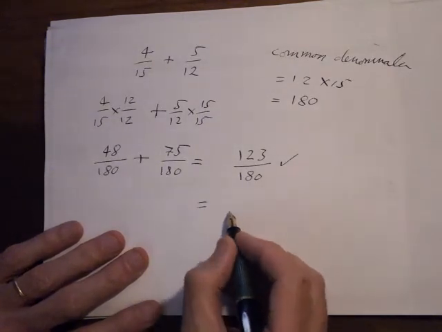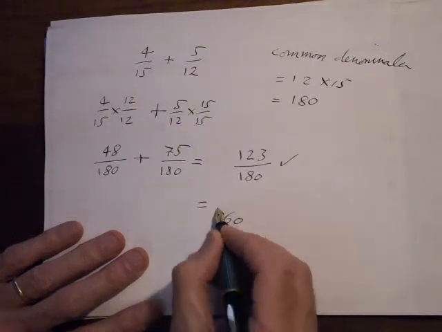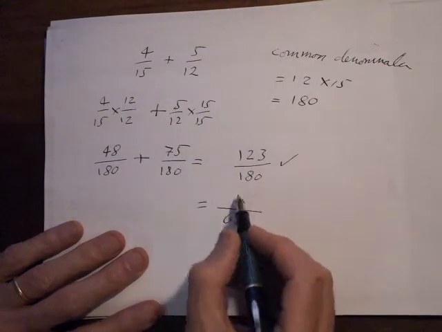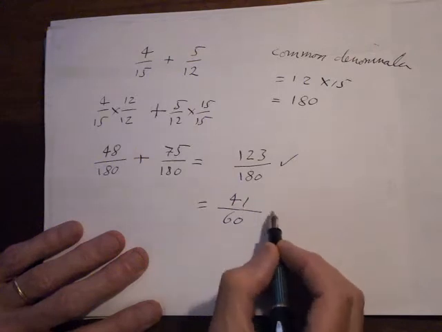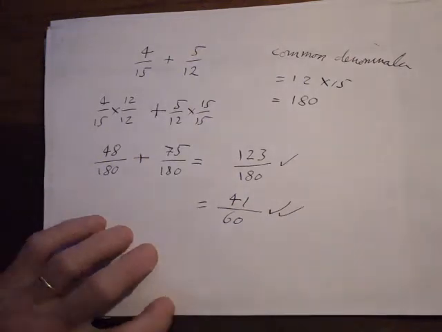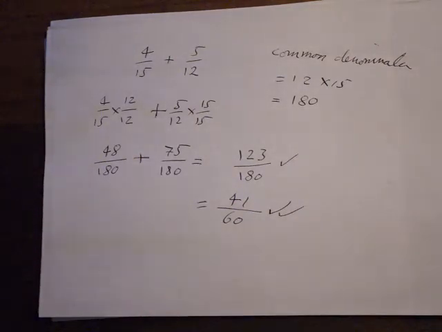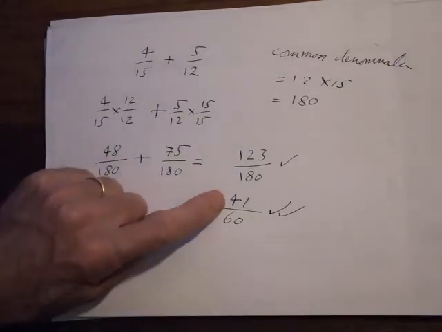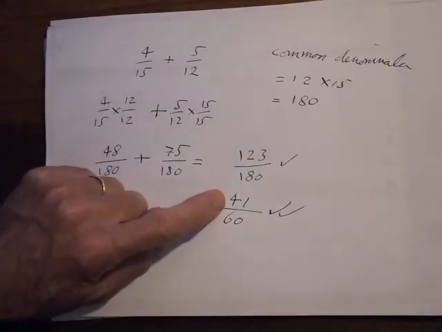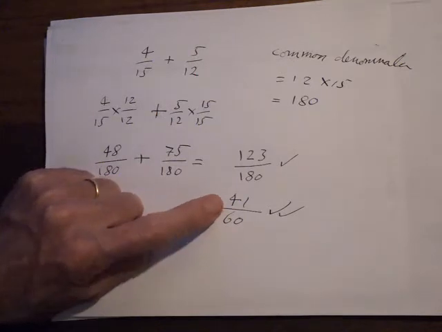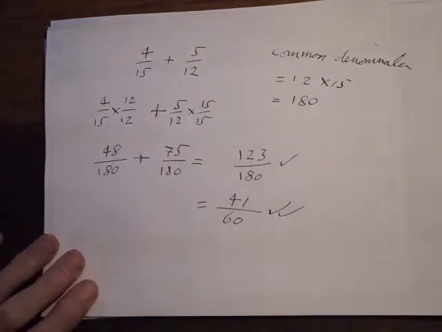well, divide the bottom by 3, the denominator by 3, is 60, divide the top by 3 is 41 over 60. And that's a better answer, it's a simpler answer, and if you look at 41 you'll find that it's a prime number, so we can't divide it by anything, so this is the number in its simplest terms.